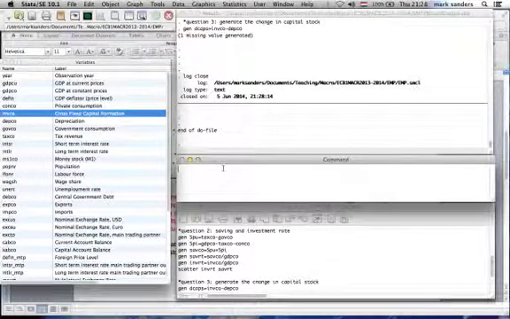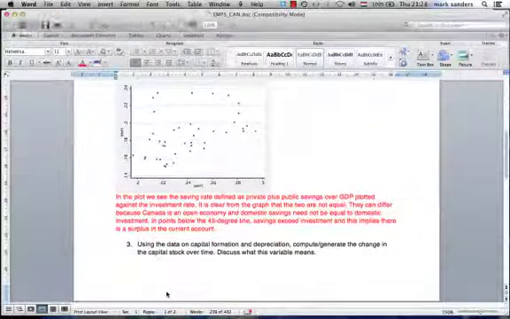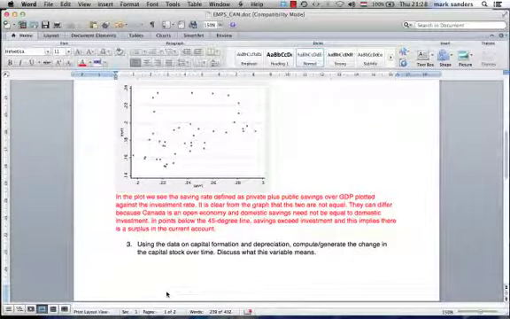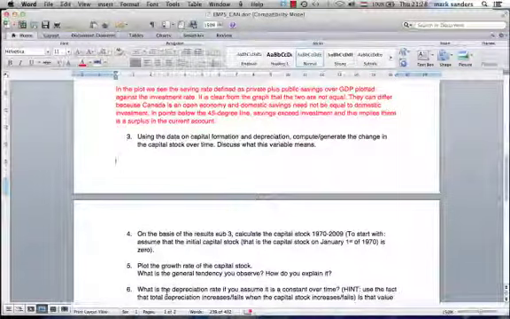So now it's generated that data. And we can summarize D caps, and you can see that typically it's positive. So the capital stock is increasing every year. And now what we can do is generate the change in capital stock and discuss what this variable means.